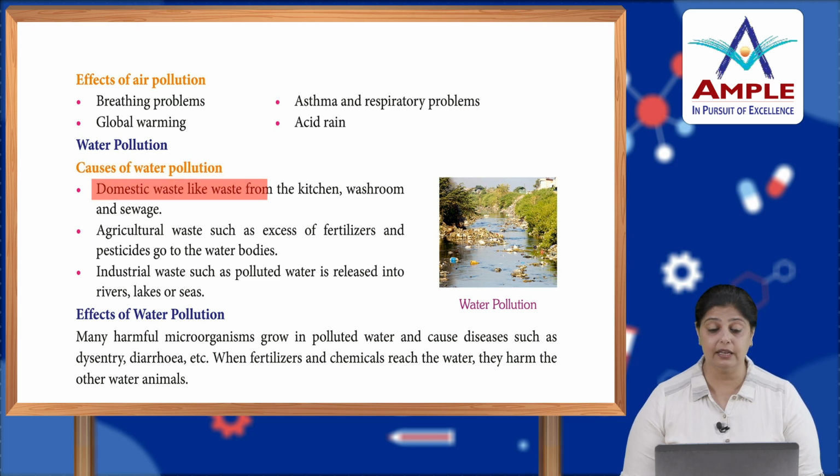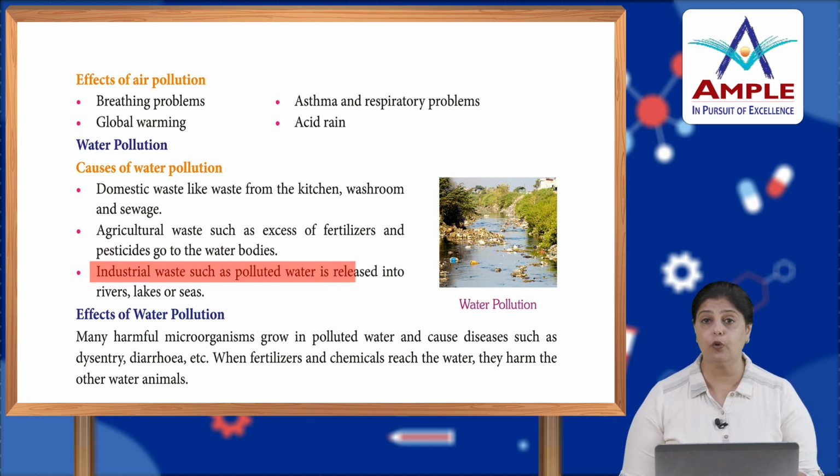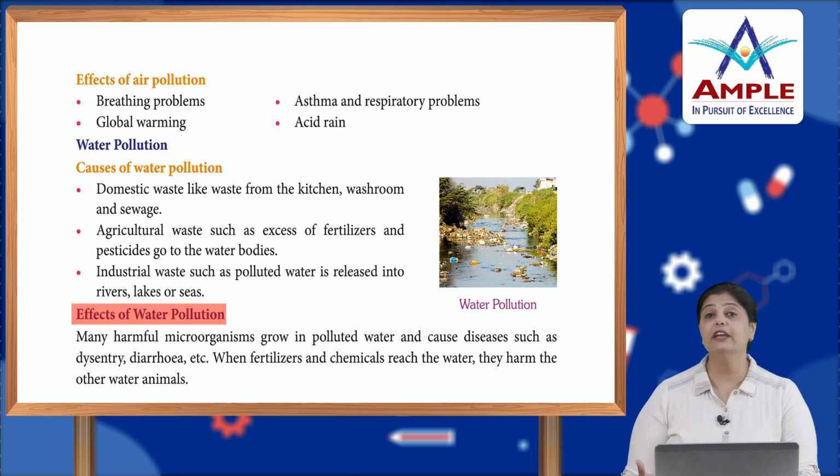Domestic waste like waste from the kitchen, washroom and sewage is thrown in the water bodies. Okay? Agricultural waste such as excess of fertilizers and pesticides, they go to the water bodies. Okay? Industrial waste such as polluted water is released into rivers, lakes or seas. Okay? Now, what are the effects of water pollution?